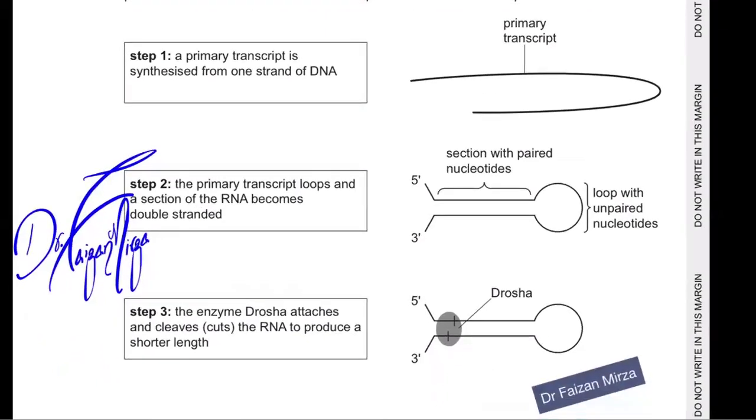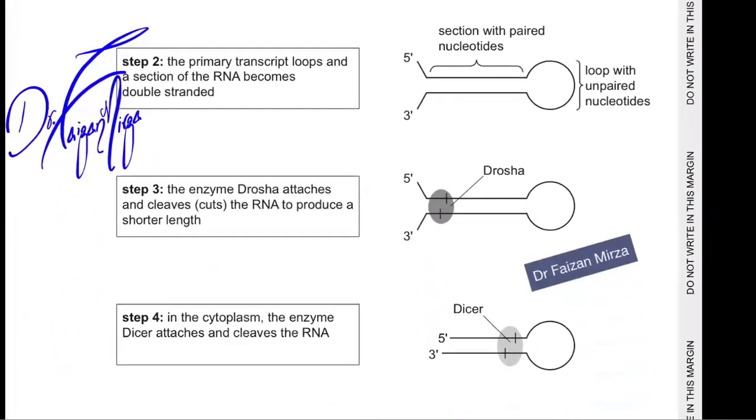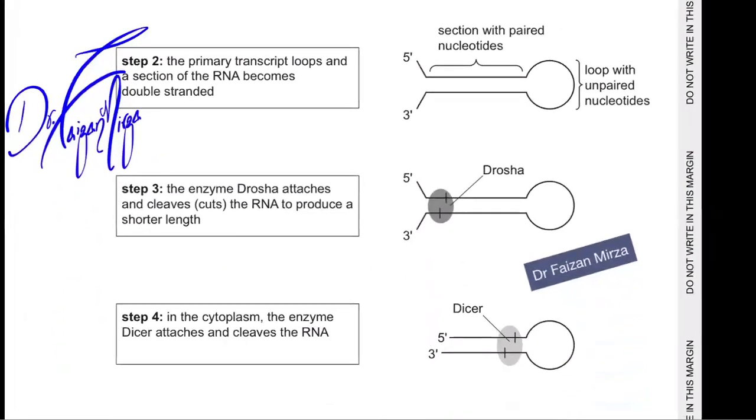Step 1, just go through the details provided in the diagram very carefully. Step 1, they are saying there's a primary transcript which is synthesized from one strand of DNA. We know what a primary transcript is. It's always from a template strand. Step 2, the primary transcript loops and a section of RNA becomes double stranded.